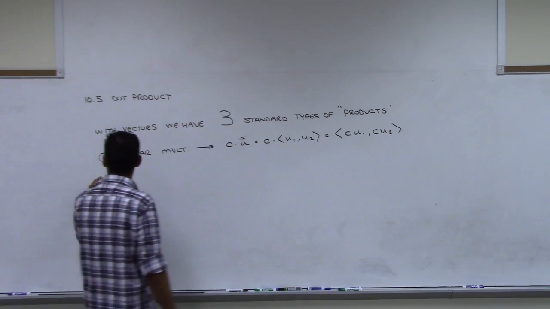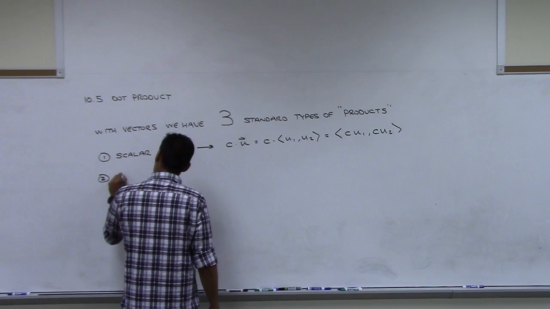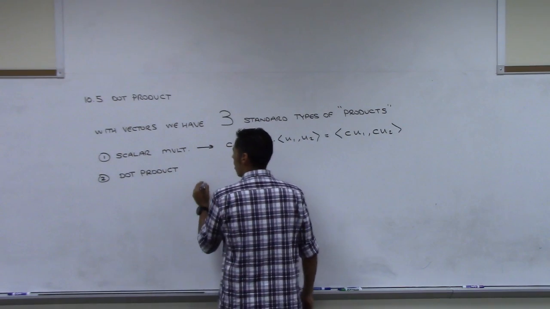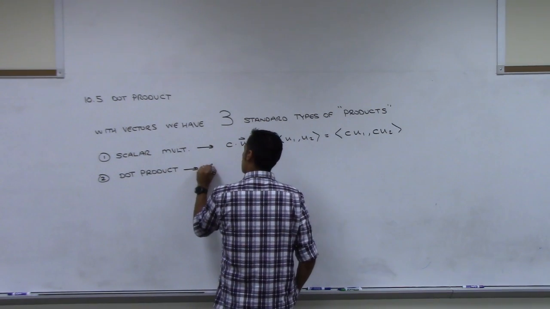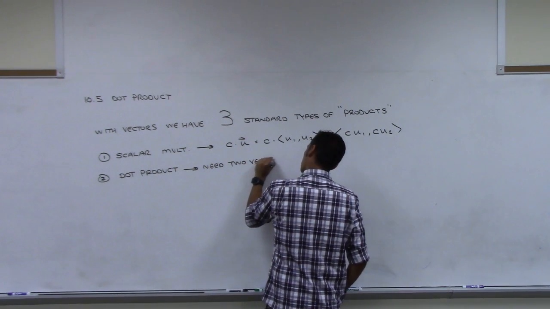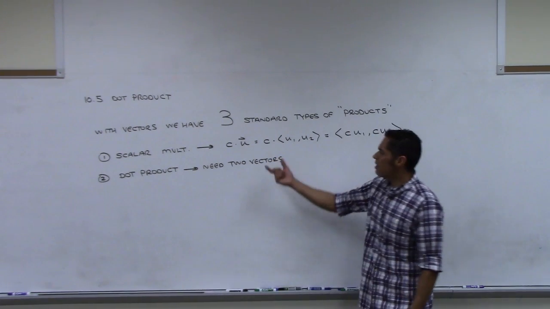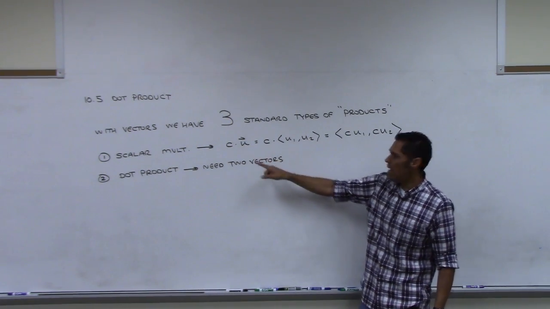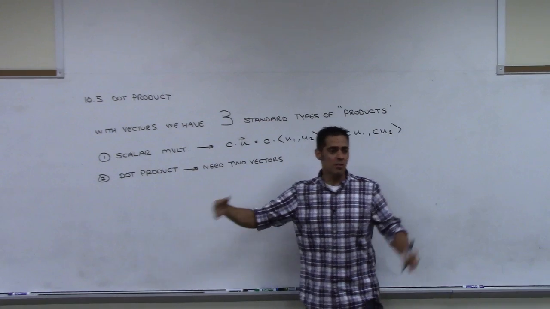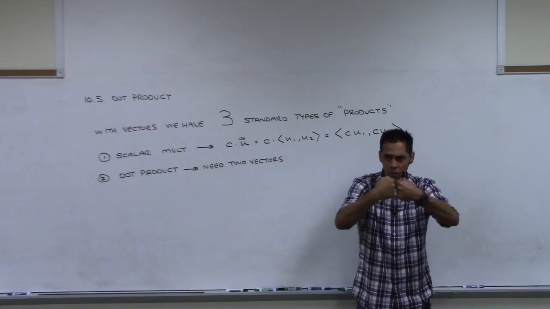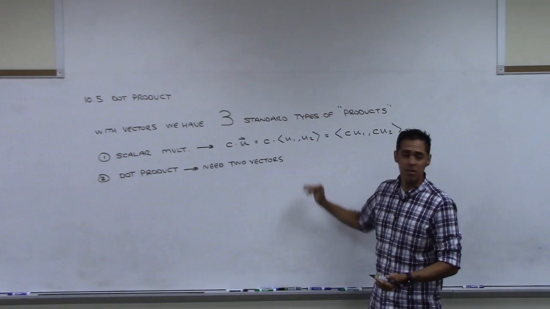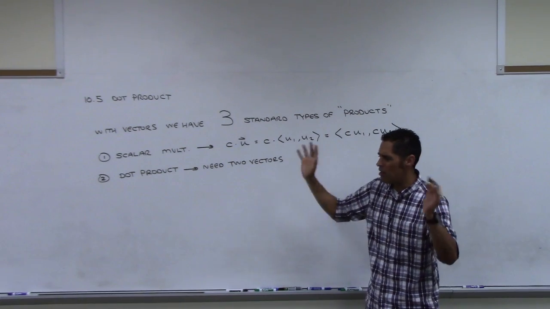The second type of multiplication is called the dot product. The dot product, you need 2 vectors. See, with scalar multiplication, you had a number times a vector, right? A number times a vector. With the dot product, you actually have 2 vectors, and we're going to try and multiply them together somehow. And that's what the dot product is. I'm going to explain how we do it, and we're going to talk about what it means and all that stuff.